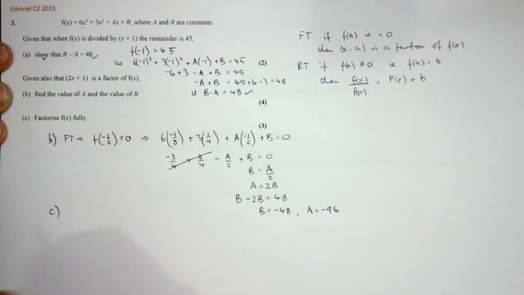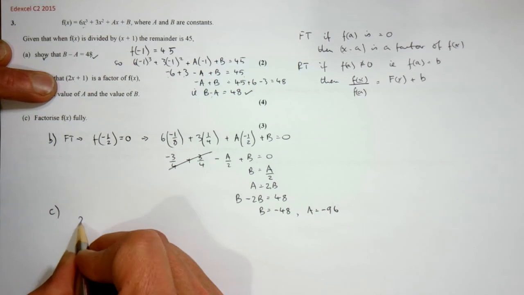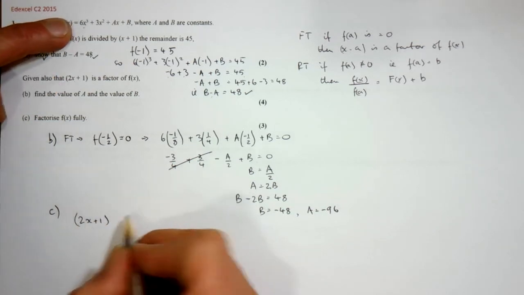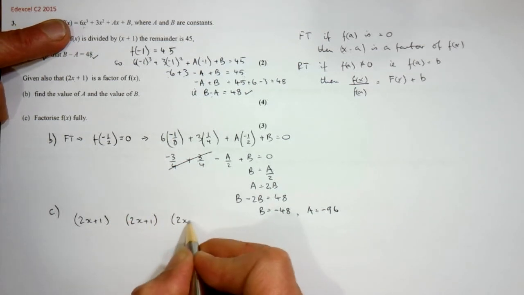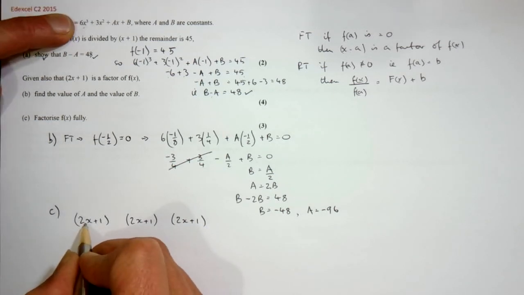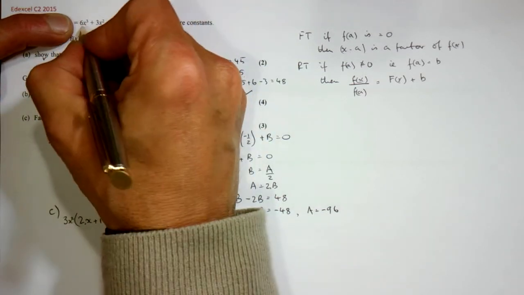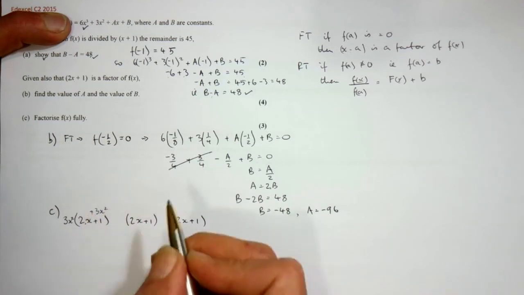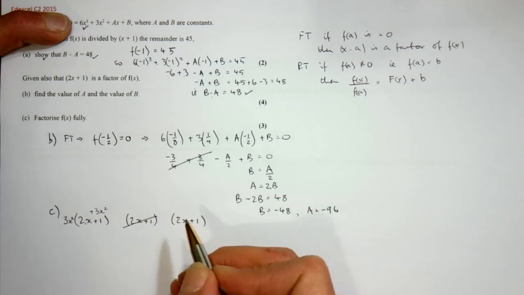So there are a couple of ways of doing this. My fast way: 2x plus 1 is a factor. So write down the factor three times because we've got a cubic. So 2x plus 1, 2x plus 1, and 2x plus 1. What do we times 2x by to give 6x cubed? The answer is 3x squared. That gives us our 6x cubed, and it also gives us 3x squared, and we need 3x squared. So this bit we don't need.